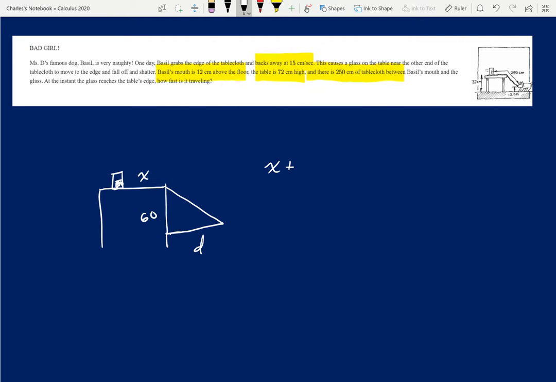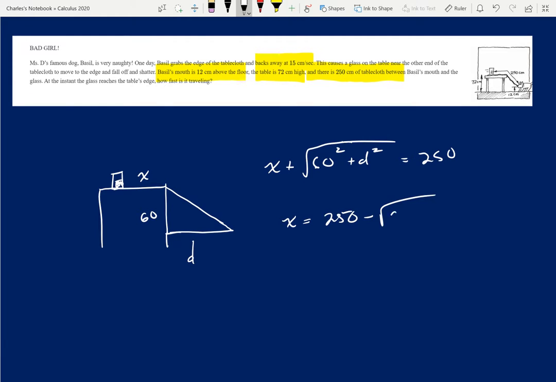In this model, I'm going to call x the distance from the glass to the edge of the table, and I'm going to call d the distance that the dog has backed away from the table. I'm trying to get my triangle right. There, my triangle is right. If I want an equation that relates them all, I can use the Pythagorean theorem and say x plus the square root of 60 squared plus d squared is equal to 250. Or maybe we want x by itself, so x is equal to 250 minus the square root of 60 squared plus d squared.